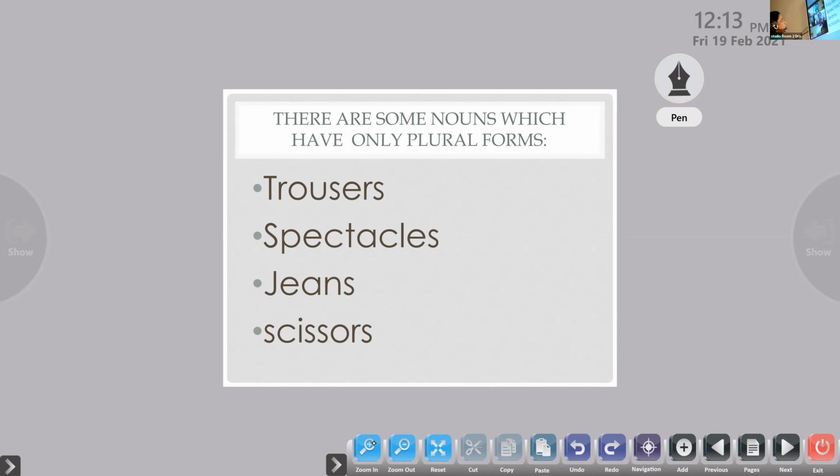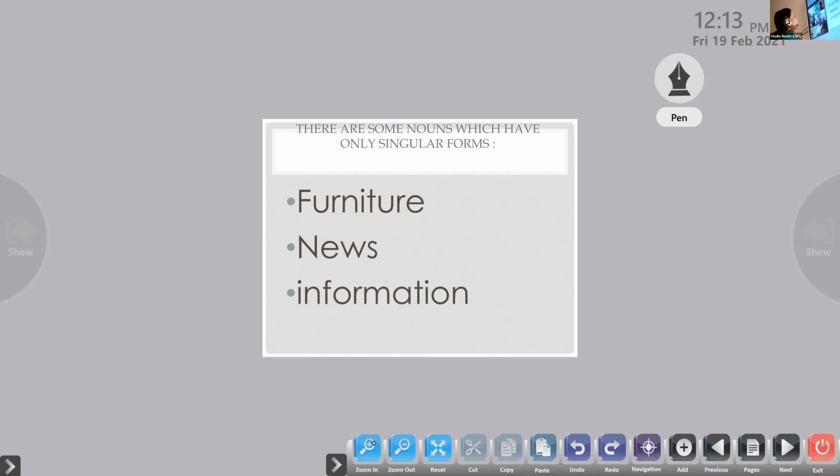Now, there are some nouns which have only their singular form. Those words are furniture, news, information. So, are you all thorough with the rules, children? Just go through the rules very well. It is clearly given in your workbook, and I have also sent the notes. I don't want you to copy it down into your workbook, but see that you learn it thoroughly. Now let's move on to the exercise that we have to do.